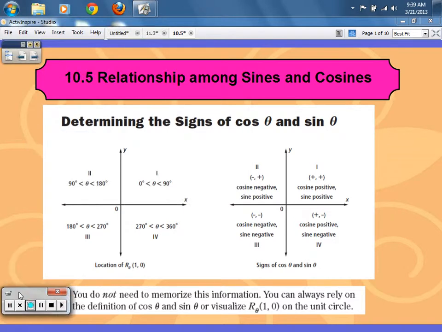Hi guys, these are your notes for section 10.5. Today we're going to talk about sines and cosines and how they're related to each other.